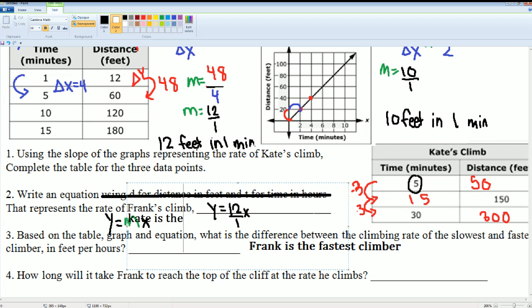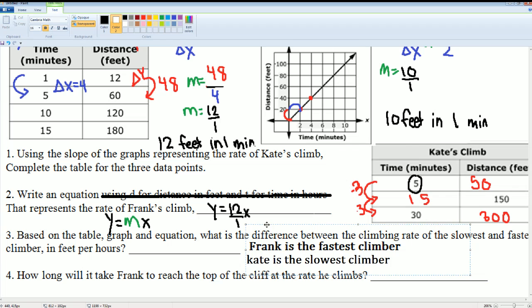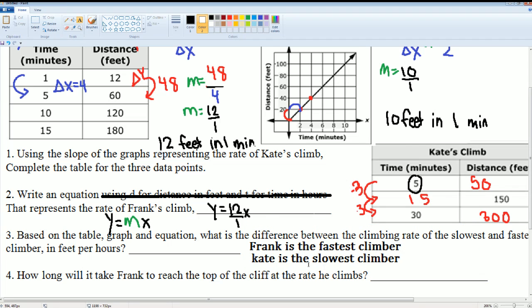Katie is the slowest climber. So, what is the difference? 12 feet in 1 minute or 10 feet per minute? What is the difference between them? You could just subtract and you get 2 feet in 1 minute. That is the difference.